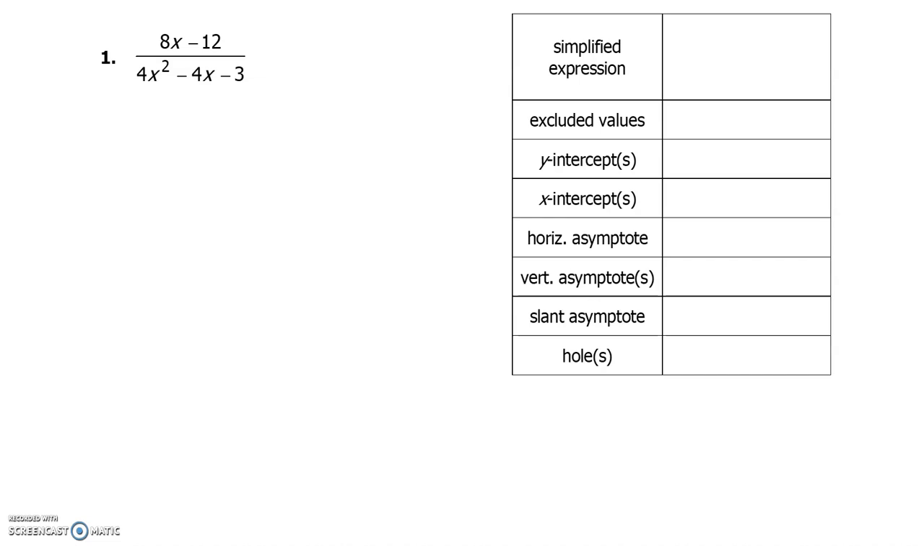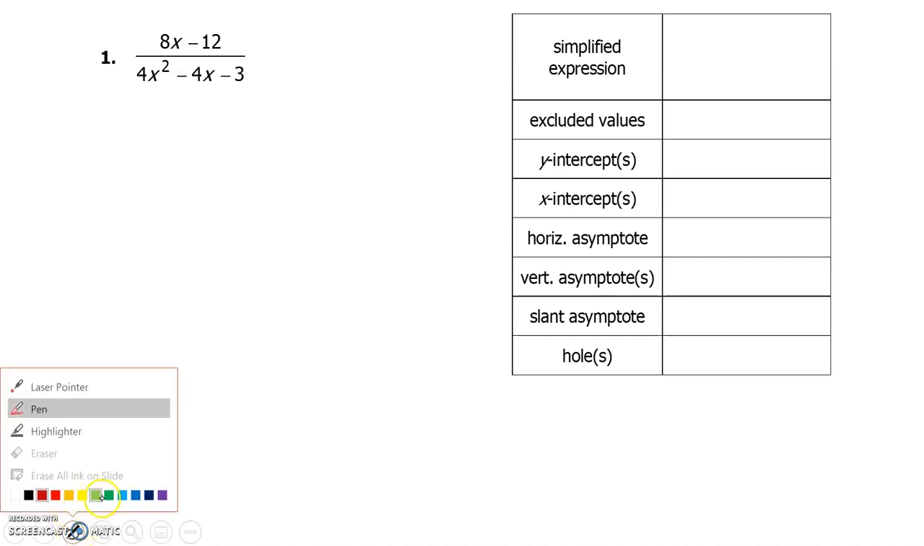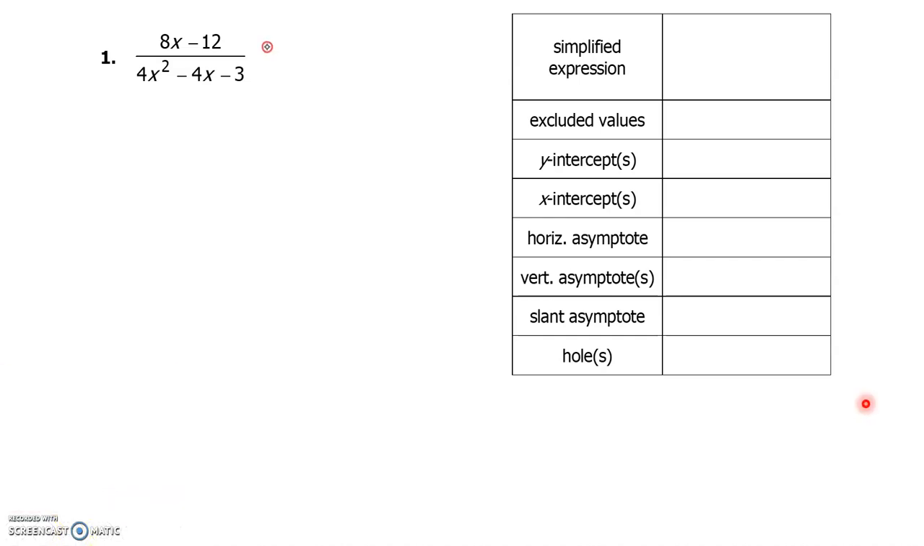So here is the first function that we're going to look at. We're going to talk about how we can simplify it, talk about the excluded values, find the intercepts of it, both the x and the y, and then any of the asymptotes or holes. So before I start off with these problems, I do like to simplify them. And we know to simplify expressions, we basically want to factor and then cancel anything we can.